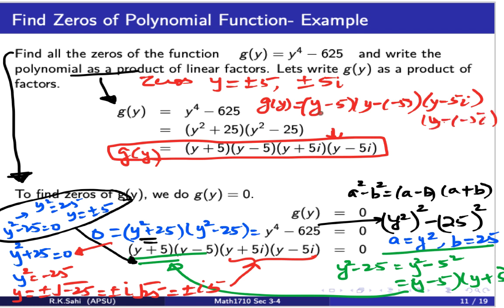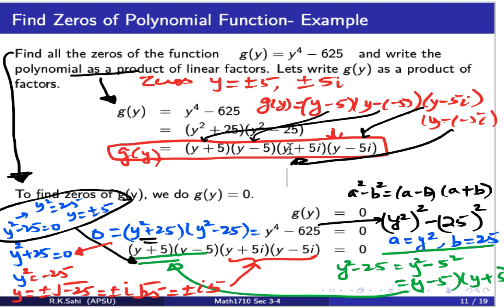So when you open this, y minus 5, we get this. Y minus of minus 5, we get y plus 5. I can show that here. So y minus 5 is this. Y minus of minus 5 is basically y plus 5. Y minus of 5i is this. And y minus of minus 5i is y plus 5i. So basically, we have been able to write down all the linear factors.